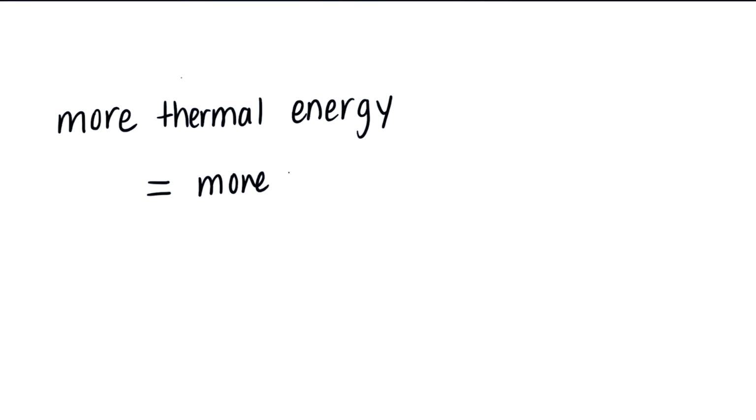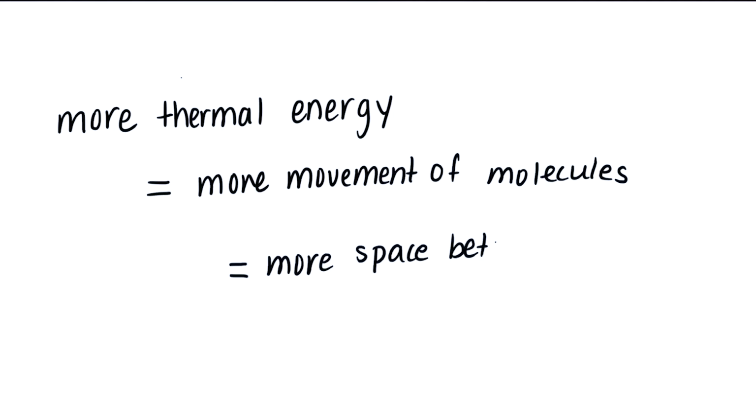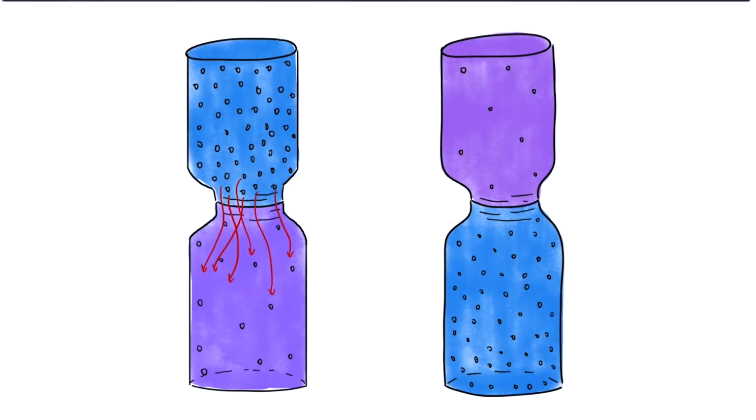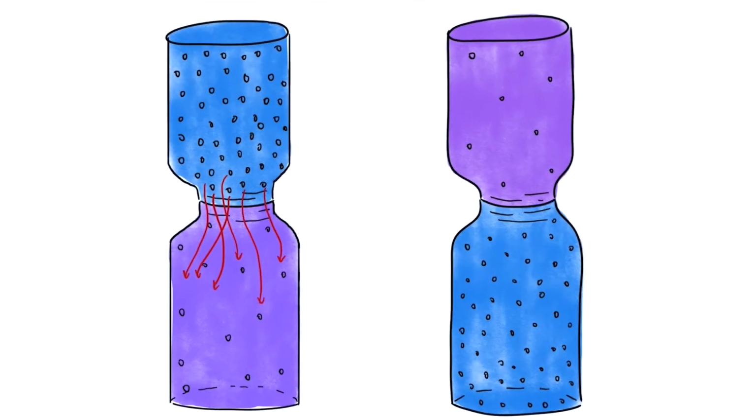To put this into perspective, the more thermal energy there is, the more movement of molecules, so the more space between the molecules. And this is why hotter materials are less dense. And this is exactly the principle we saw in our experiment.